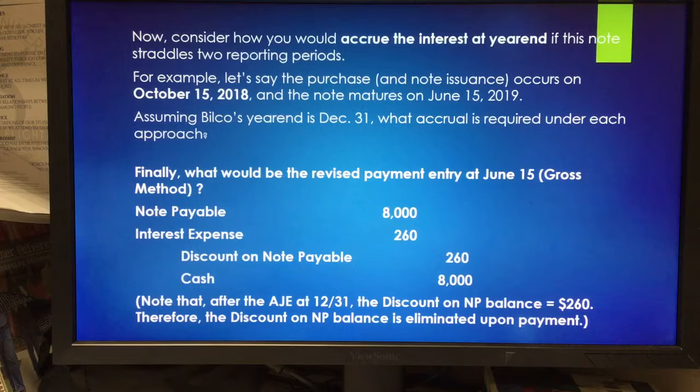We had this future interest expense in the discount on notes payable account. It was a debit balance. Now we credit discount on notes payable and eliminate that balance, and we record that as interest expense. So note that after the adjusting entry at 12/31, the discount on notes payable balance was $260, and therefore the discount on notes payable balance to be eliminated upon payment is $260.